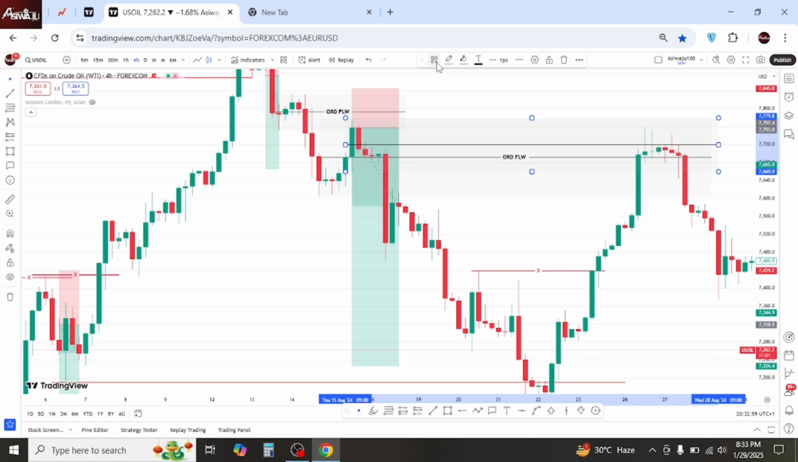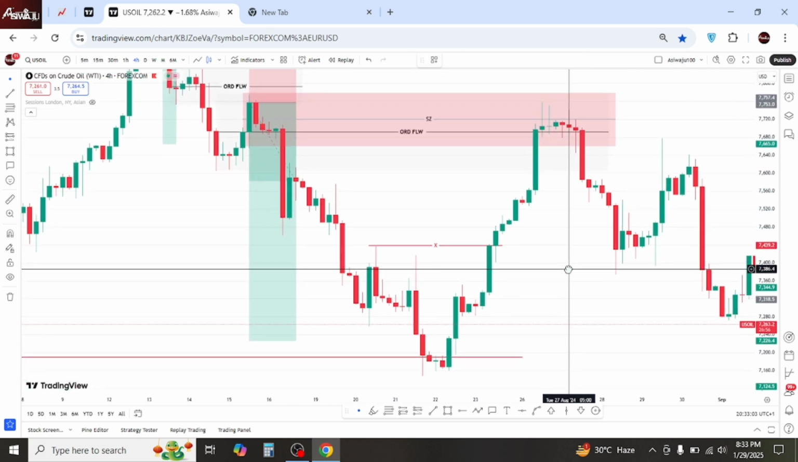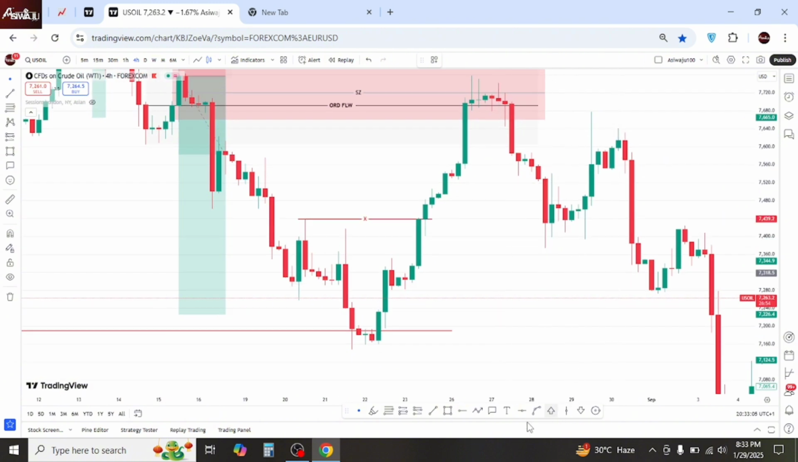Price comes to your supply level here. And what happened? Price started tanking to the downside. And one more time, price mitigates. You see price gapped in this inducement here already, grabbed liquidity in this inducement here already, and pulled back to mitigate our supply level, went down, and we have a pullback here.